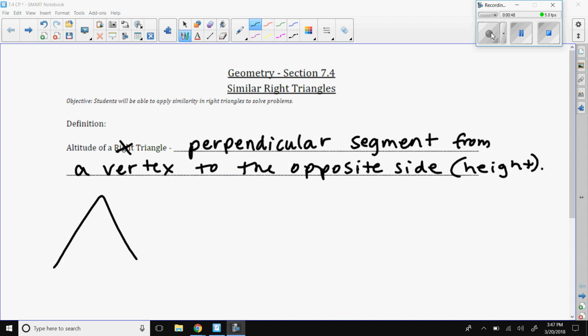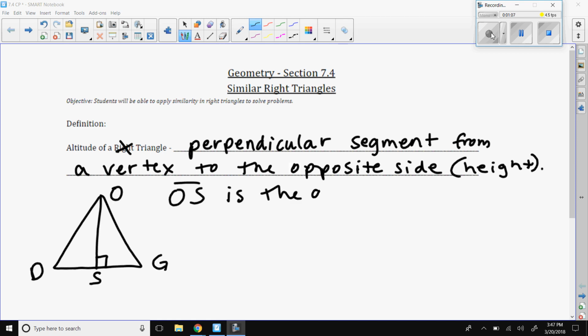So in any triangle, we'll call it DOG. What we would have is OS is the altitude. Okay, it's the height of this triangle here, DOG.